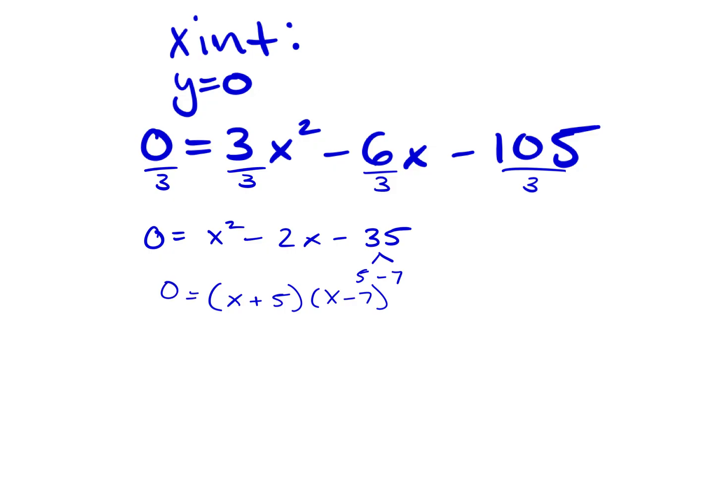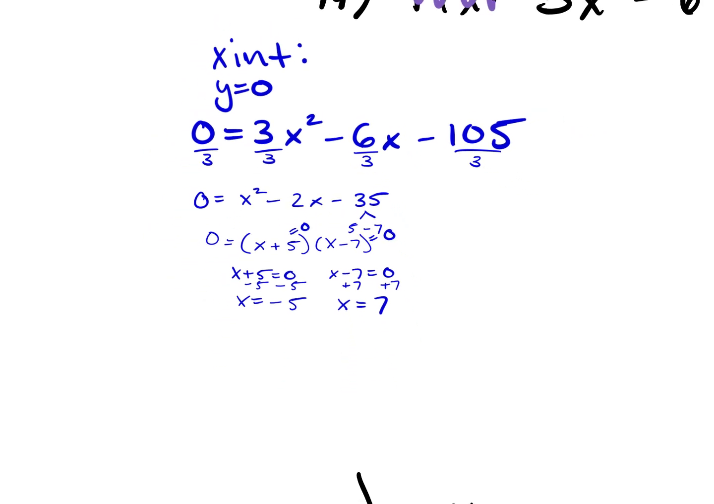What should we do next? Awesome. Set them both equal to 0 and solve. So we have x plus 5 equals 0. X minus 7 equals 0. So x is equal to, when we subtract 5 on both sides, x will equal negative 5. And x will equal positive 7.